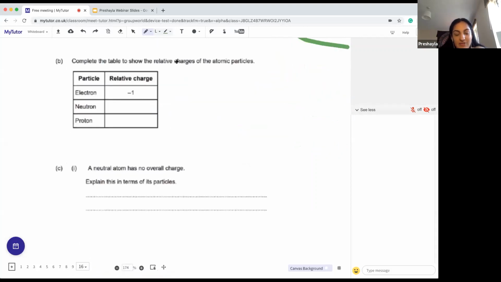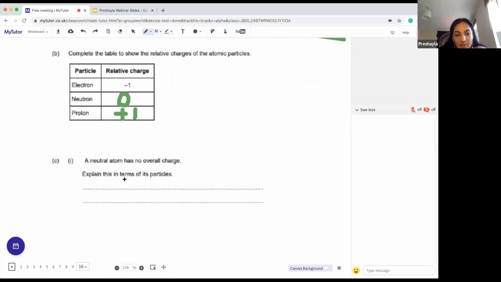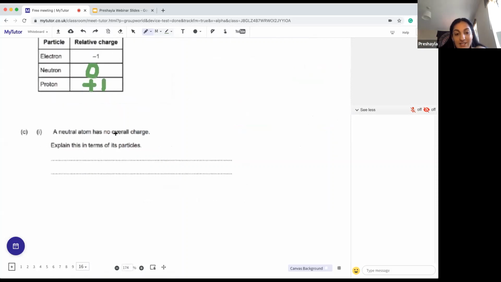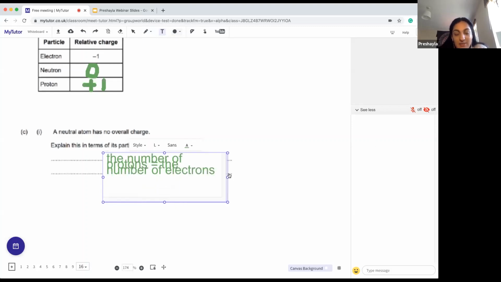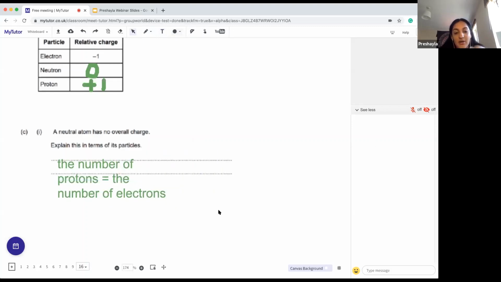Complete the table to show the relative charge of the atomic particles. Electron is -1, proton is a positive charge +1, and neutron is 0. It's a neutral 0 charge. A neutral atom has no overall charge. Explain this in terms of its particles. Well, what that means is the number of protons equals the number of electrons. And the reason that this works is because the total positive charge of the protons equals the total negative charge of the electrons. They therefore cancel out and we get a neutral atom which has no overall charge.